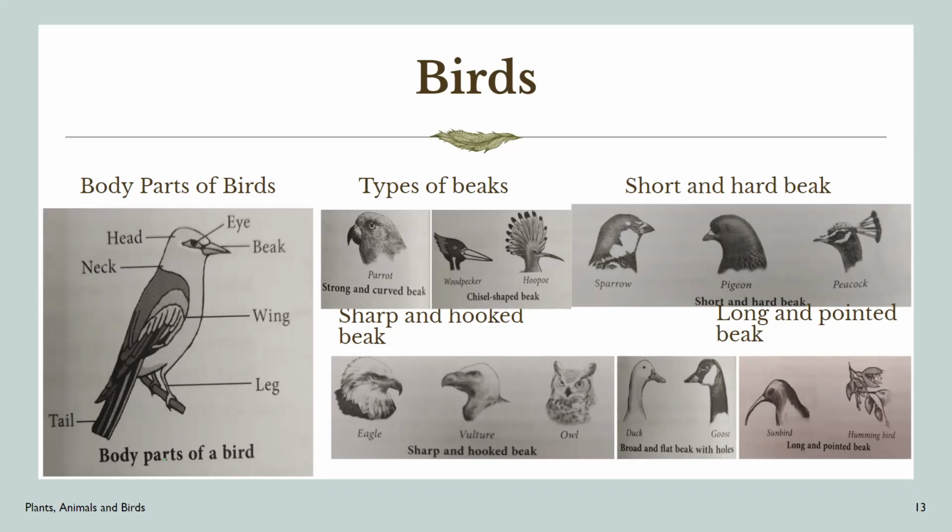What do they do with that? They poke into the flowers with their beaks. Why? Because they have to drink the nectar from them. Ma'am, they're just like insects. No, they drink the nectar from the flowers. For that, they have a long and pointed beak. Ma'am, do butterflies also drink nectar? Yes. Hummingbird and sunbird have long and pointed beaks, which they use to poke into the flowers and drink nectar from them. Got it?